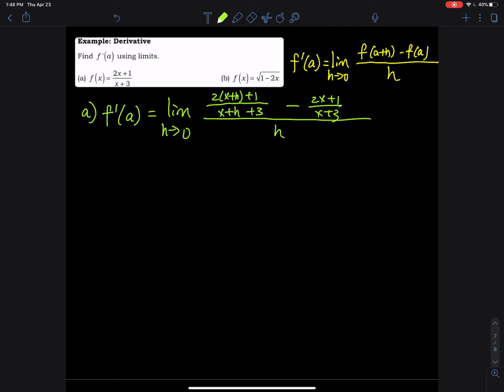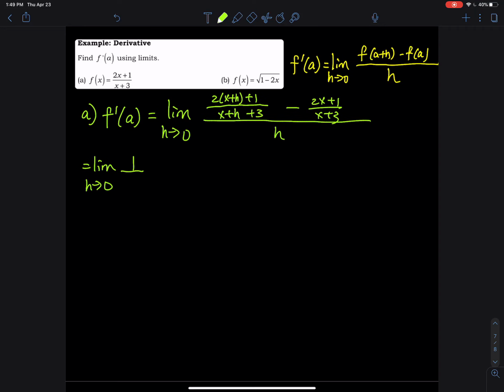divided by h. You have to do some crazy algebra on top in order to get rid of the h in the bottom. So for the h, I am going to pull the h out. So divided by h, right? So that means we have a big 1 over h right here. And then the top, I will get a common denominator. Oh, by the way, I use a plus h, right? So a and then a. So the common denominator is a plus h plus 3 times a plus 3.